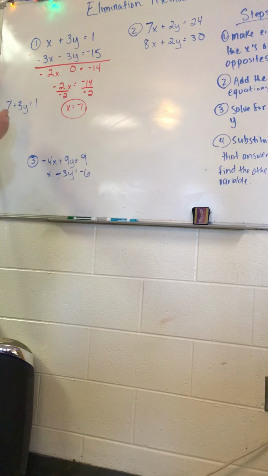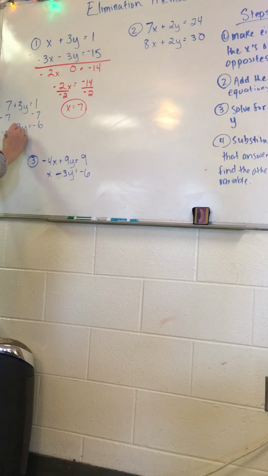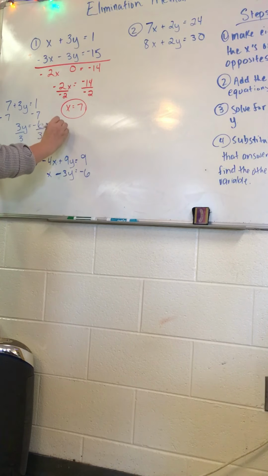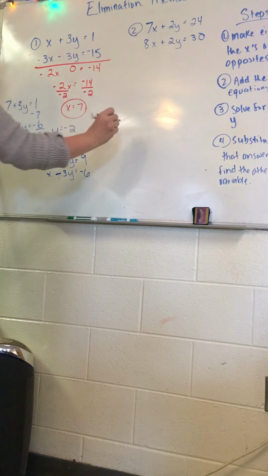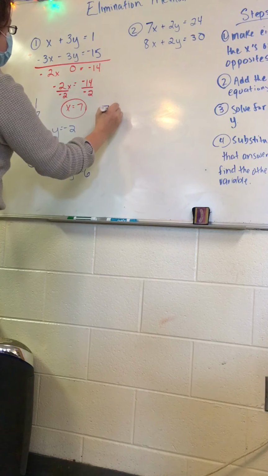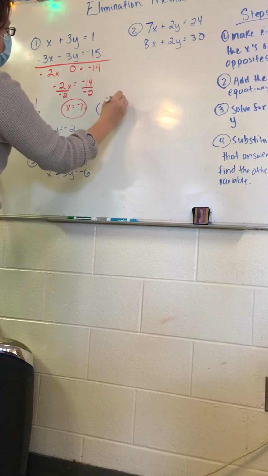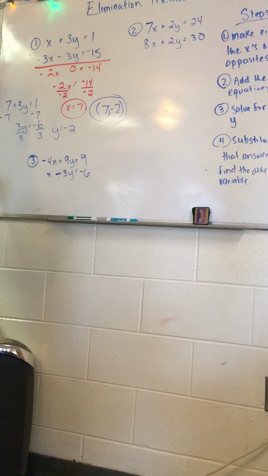So then I need to move 7 over. So I've got minus 7 on both sides. And then 3y equals negative 6. Divide through by 3. Then y equals negative 2. So my whole solution then is 7 comma negative 2. And if you recall, we're solving a system of equations, so the whole purpose of this is to find out where these two lines cross each other on the coordinate plane. And that point is 7, negative 2.